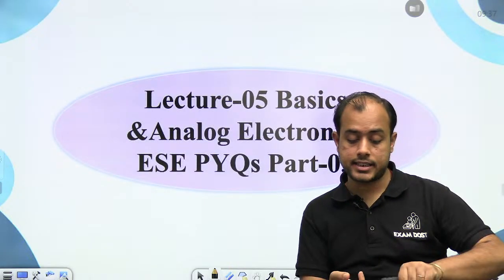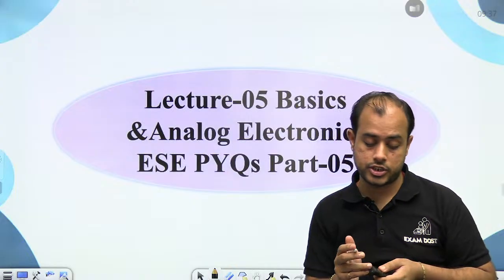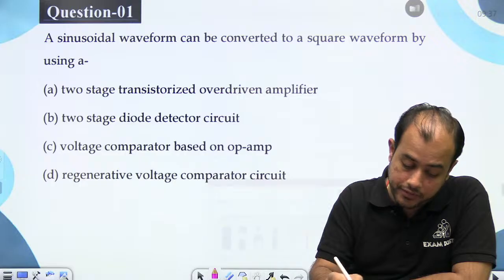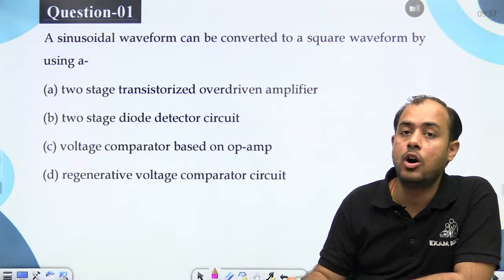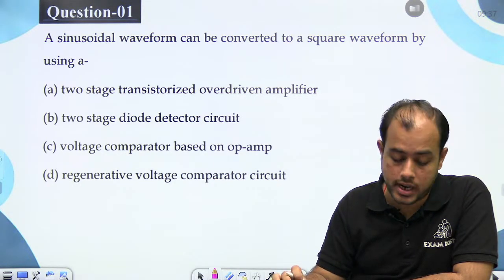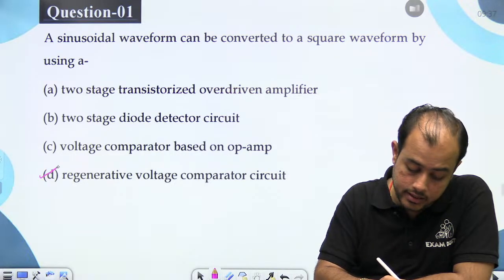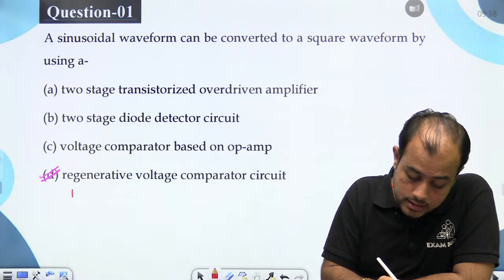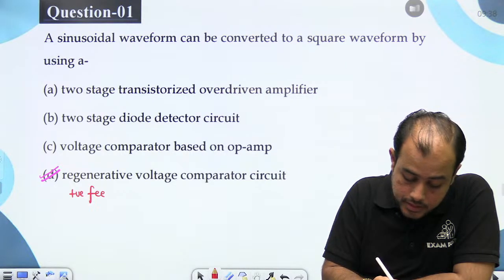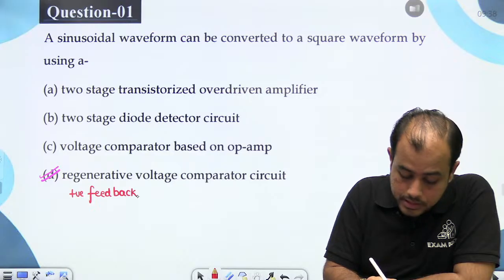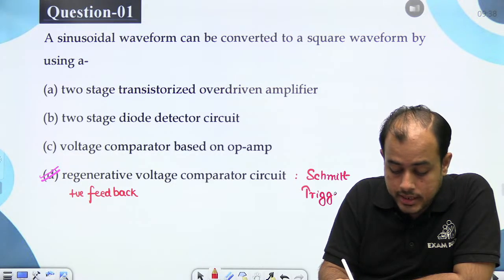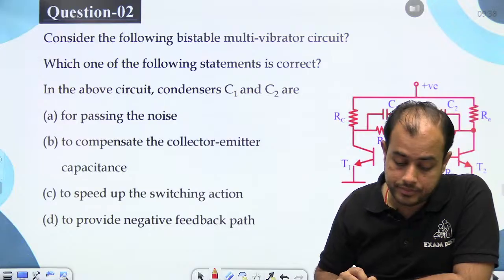Let me get started with the first question. A sinusoidal wave can be converted to a square wave with the help of... How can you convert a sinusoid to a square wave? Basically, a regenerative voltage comparator circuit. Regenerative means positive feedback, voltage comparator. So basically it means Schmitt trigger. With the help of Schmitt trigger, you can convert a sinusoid into a square wave.